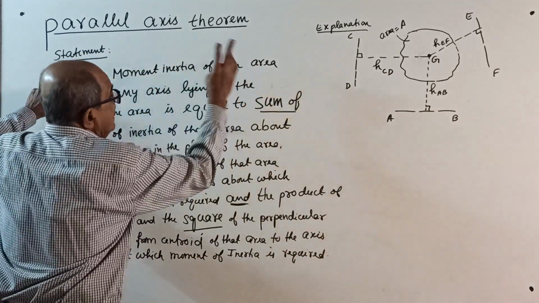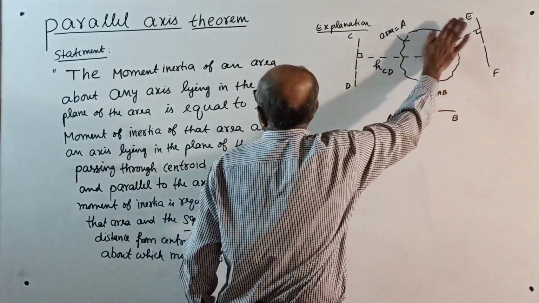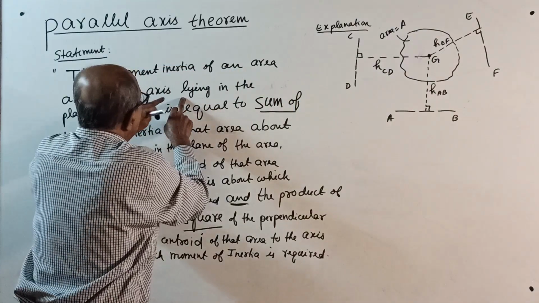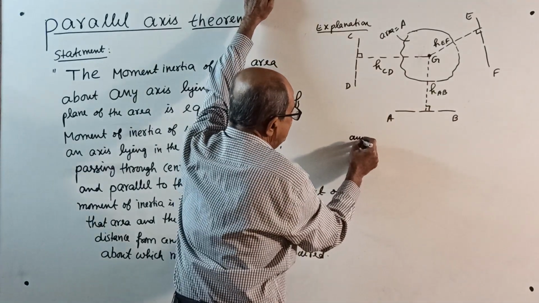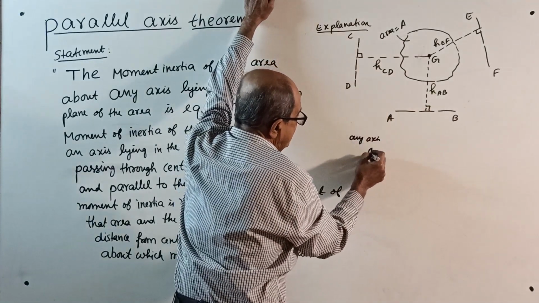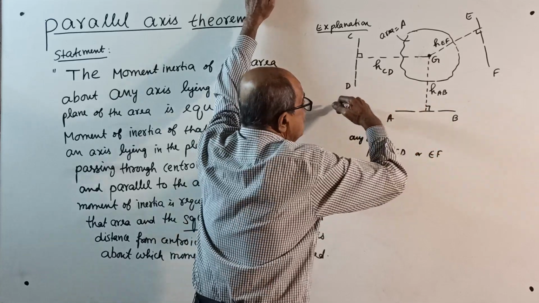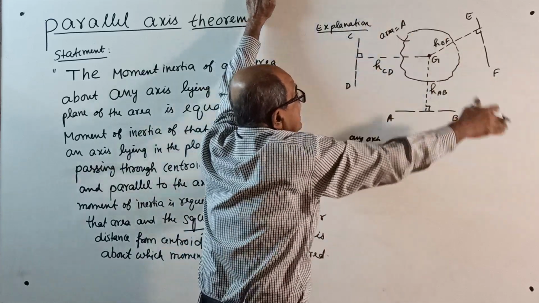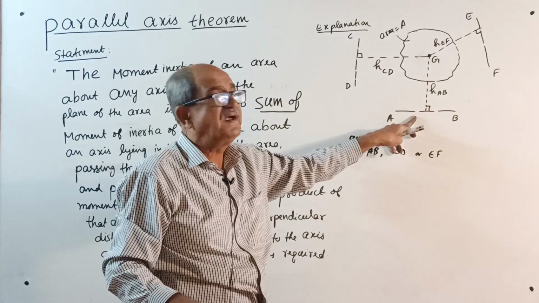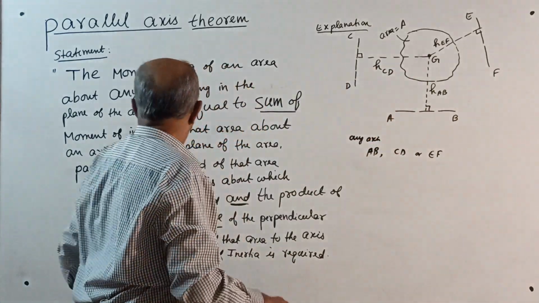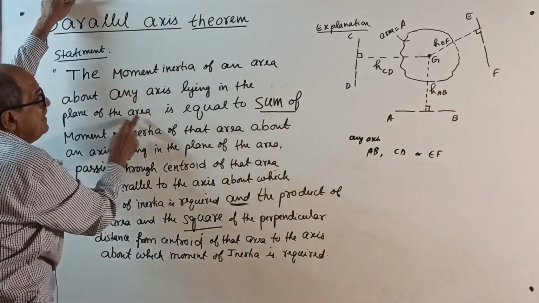Moment of inertia of an area. Any area, some area A. About any axis. Here, any axis means either AB or CD or EF. One horizontal I have taken, one vertical, one inclined. There is no rule that AB must be the centroidal axis for a cross section like that. The centroid is here. About any axis, but very important, lying in the plane of the area.